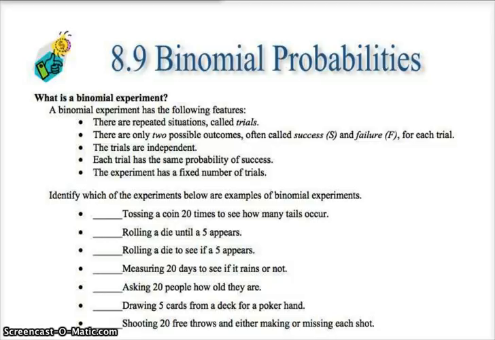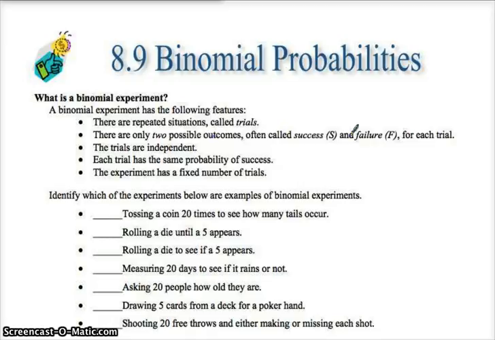So in order for something to be a binomial experiment, you need to have repeated situations, which we call a trial. For example, throwing a die. You pick up the die, you throw it, that's the first trial. You pick it up again, you throw it a second time, second trial. We could repeat that as many times as we wanted. The second thing you need is two possible outcomes, success and failure.